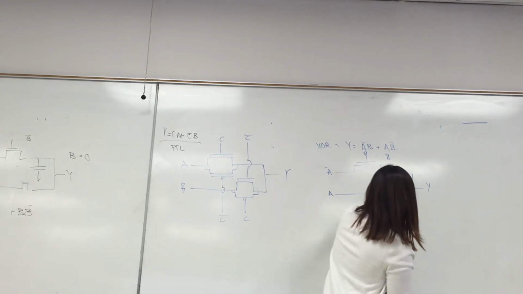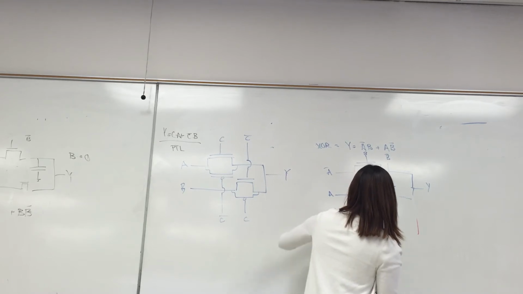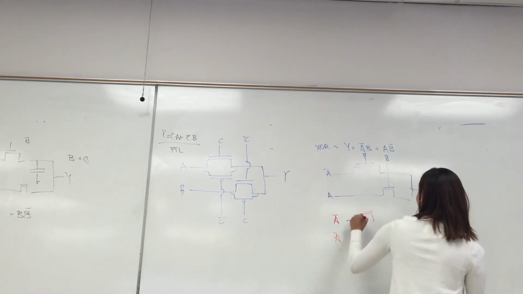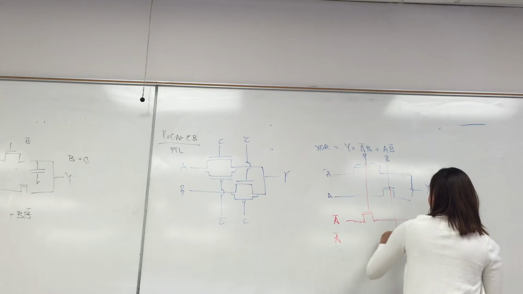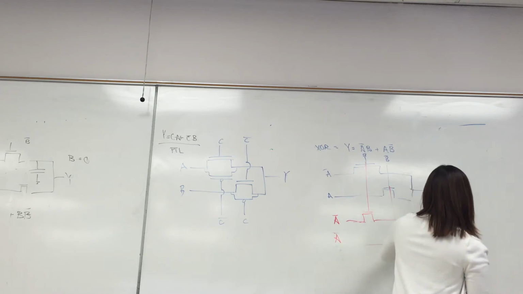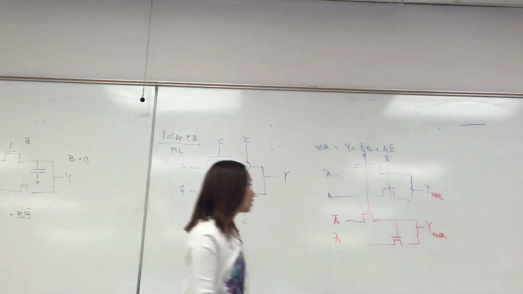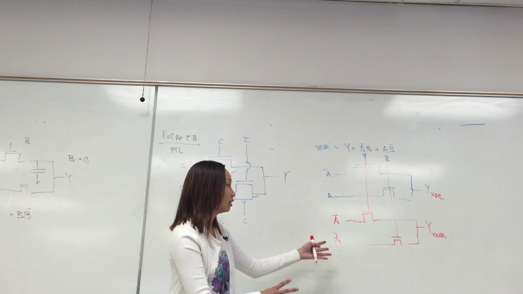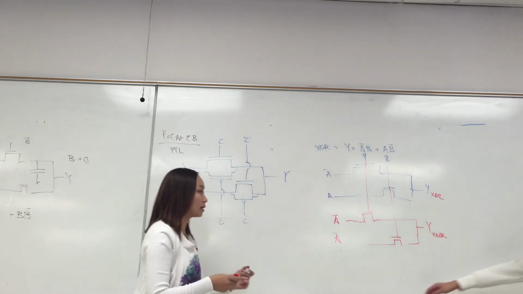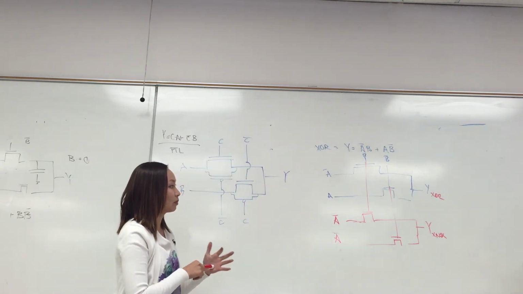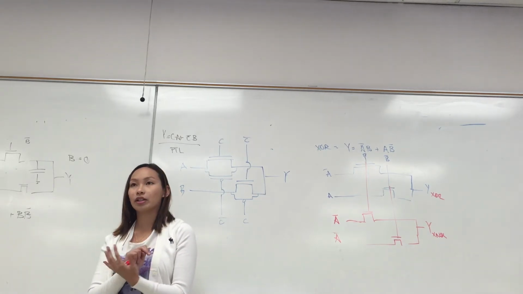They're not going to be tied, my bad. And it's going to be A-bar, A. Just invert the input. Tie that down, tie this down. And then this is Y for XNOR, and this is XOR. So it's the exact same design. All I have to do is flip the inputs. And that's a really cool thing about PTL. It's duality.